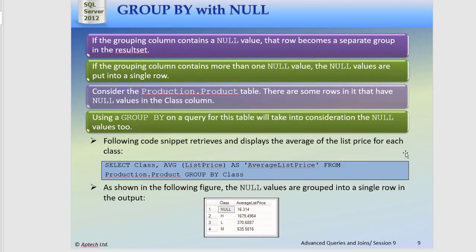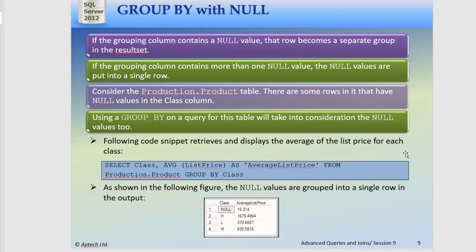Group by with null. Now, if the grouping column contains a null value, that row becomes a separate group in the result set. If the grouping column contains more than one null value, the null values are put into a single row. Consider the Production.Product table. There are some rows in it that have null values in the class column. Using a group by on a query for this table will take into consideration the null values too.